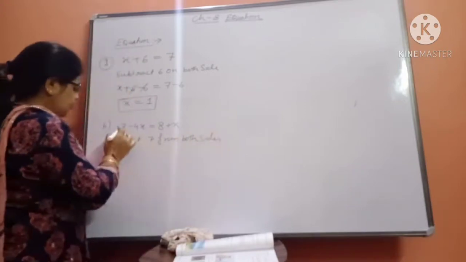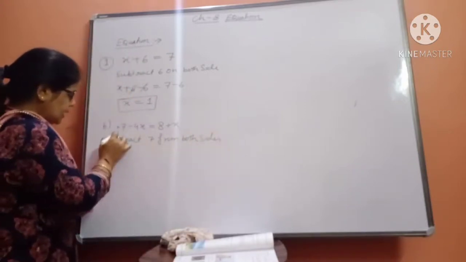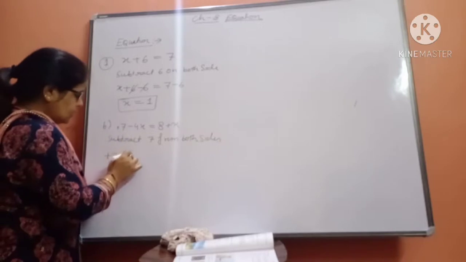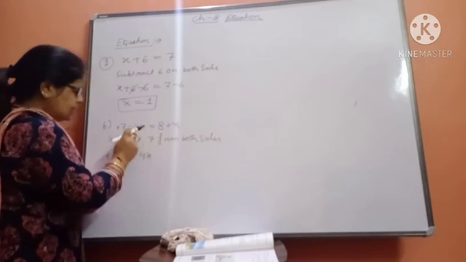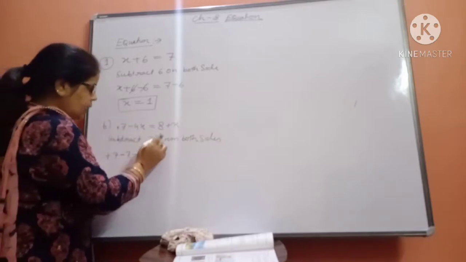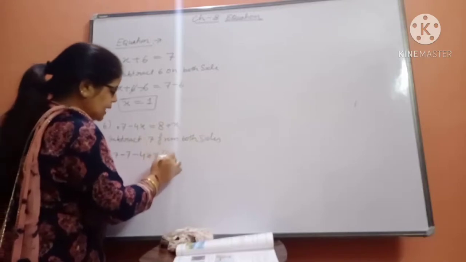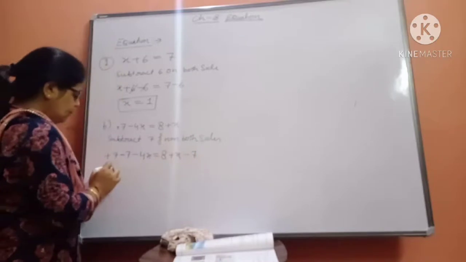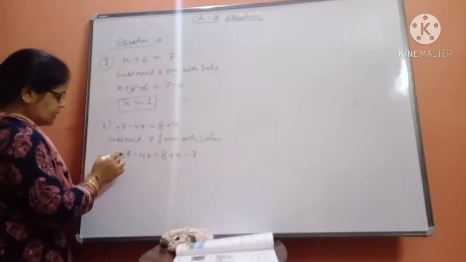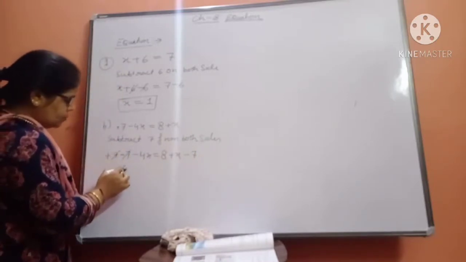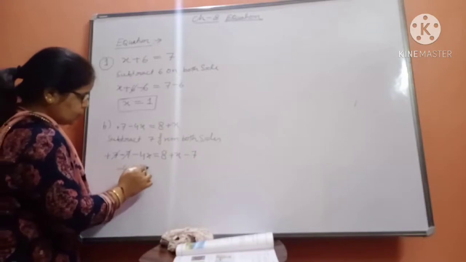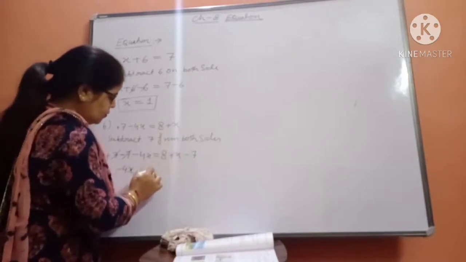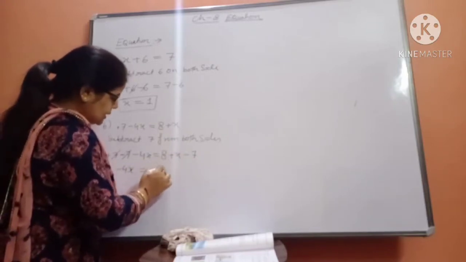Now see, plus 7 and then minus 7. Minus 4x will remain the same, no change here. Here it will be 8 plus x and here minus 7, so minus 7. Okay beta, now plus 7 and minus 7 will become cancelled. Minus 4x is equal to 8 minus 7, 1, plus x.